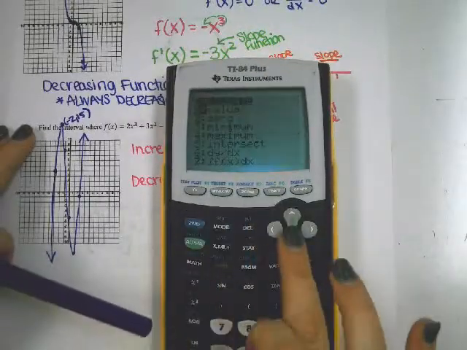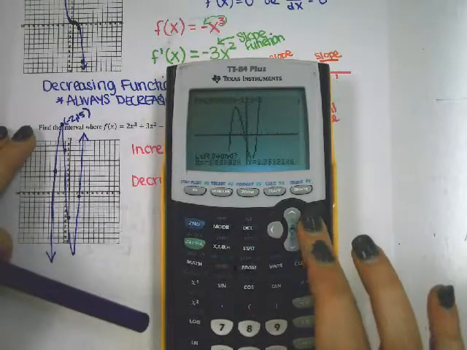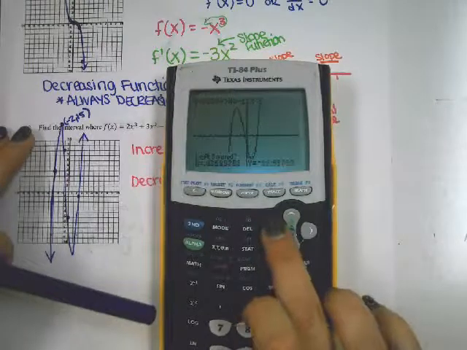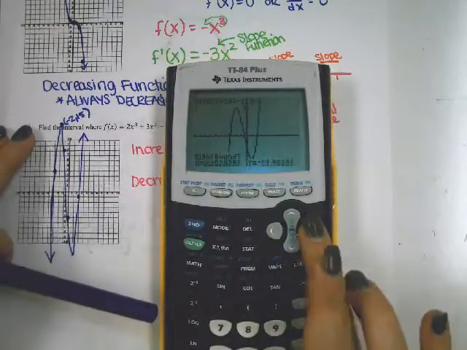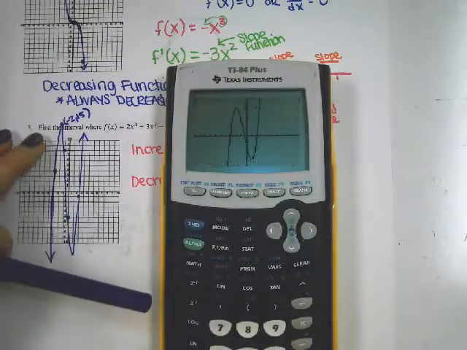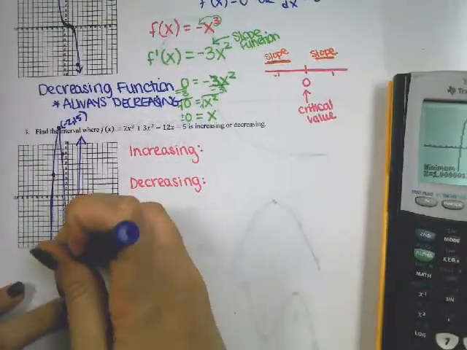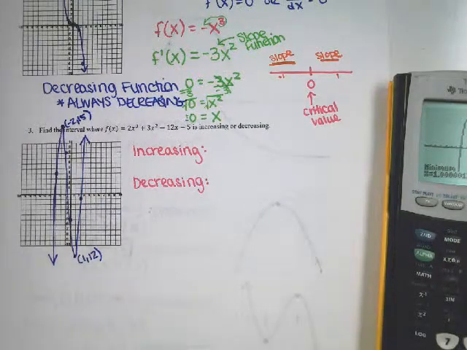We can also calculate our minimum point. So we come around here. My minimum value is this lowest point of the valley. Go to the left of it, enter. Go around to the right of it, enter, enter. And it tells me it's at 1, negative 12, which was also in my table, but it's good to check.